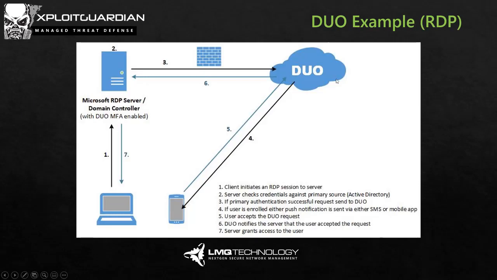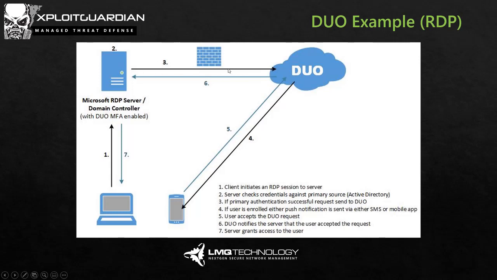So in our example, we have a client in the bottom left-hand corner of the screen. This client is going to initiate an RDP connection to the RDP server just above it. The RDP server is secured both with Active Directory credentials and the Cisco DUO multi-factor authentication app.